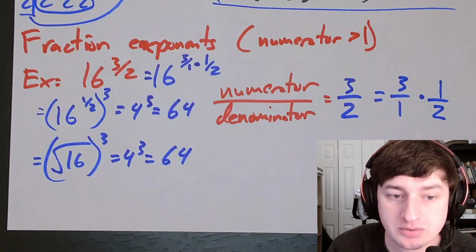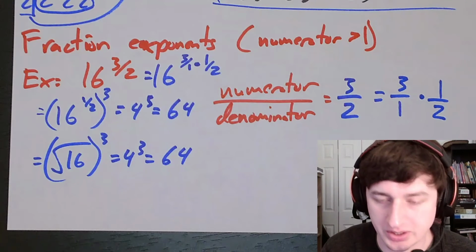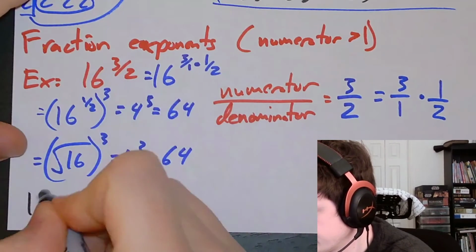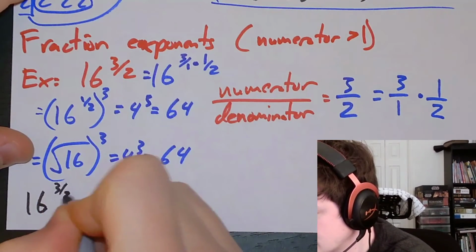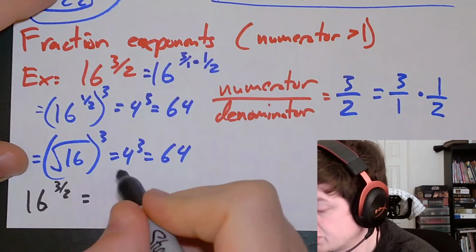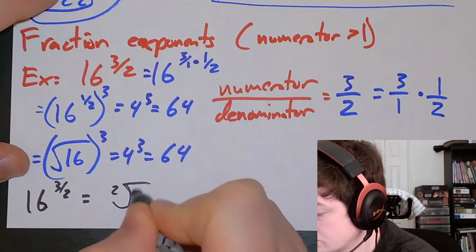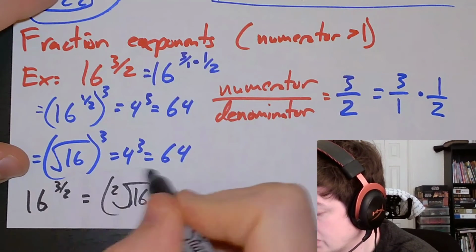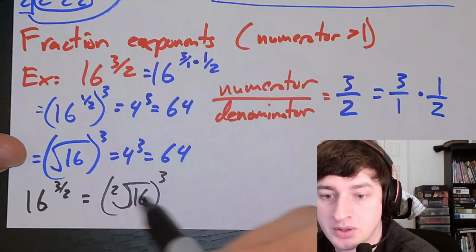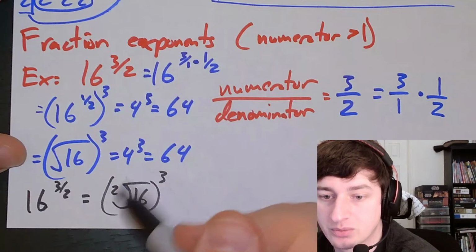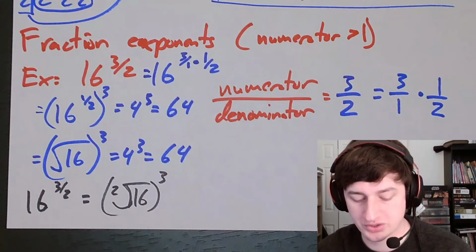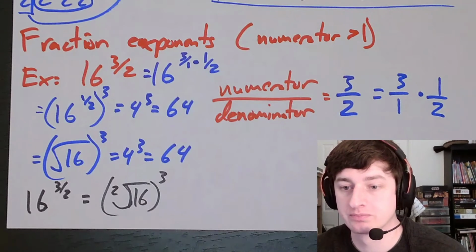This is 64. Now, sometimes, there's a shortcut here, and that shortcut is to just take the 16 to the 3 halves and rewrite this so the denominator goes into the root, and the numerator goes as the exponent. So you can do this if you want. You can also turn it into a fraction. But either way, there's a shortcut here. We're not going to go over that shortcut more than what I just said, but there's a shortcut.